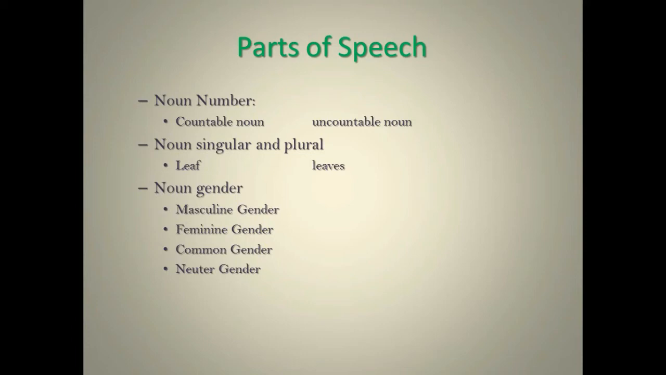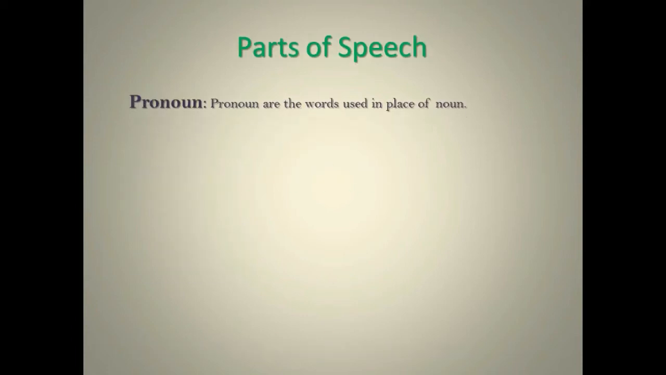In English, we only use 3 pronouns referring to gender: he for masculine gender, she for feminine gender, and it for neutral gender. Next, pronoun. Pronoun are the words which are used in place of noun. For example, I, he, she, it, you, they, etc. These are all pronoun.